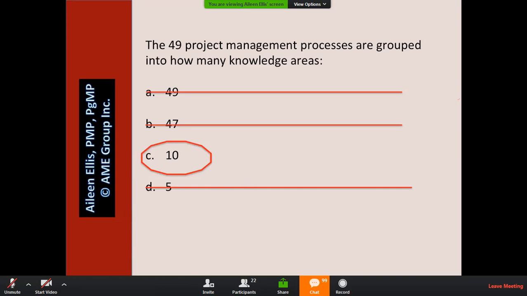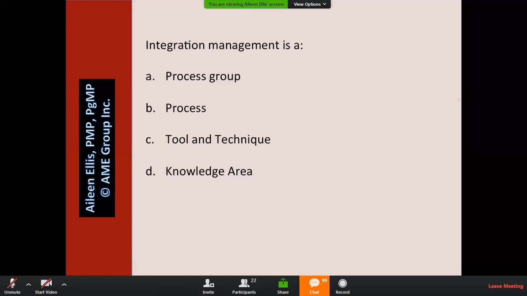If you go to page 25 and you skim the left-hand column, integration, scope, schedule, you see the 10 knowledge areas. For those of you that used to study with a different PMBOK guide, notice some of the knowledge areas have been renamed. So schedule is a new name, resource is a new name, and there's meaning behind that. Integration management is A. And so whenever you're ready, type your answer into the chat.